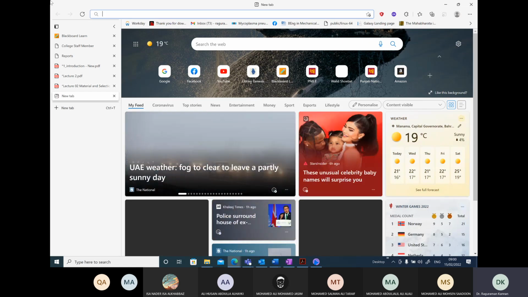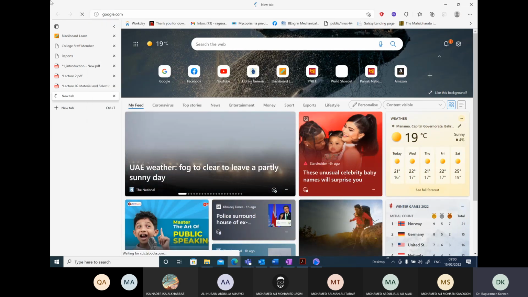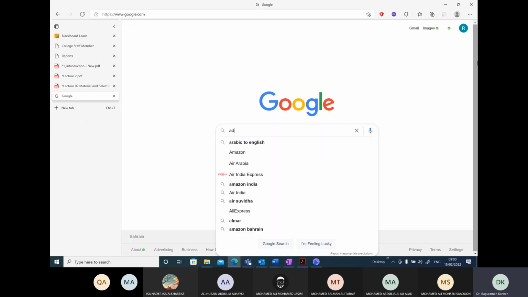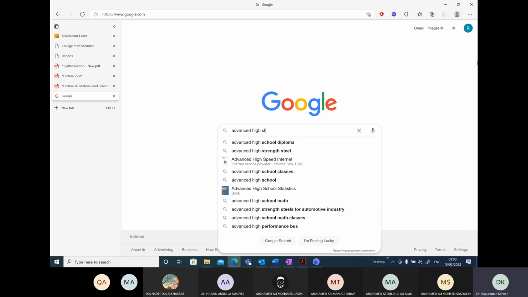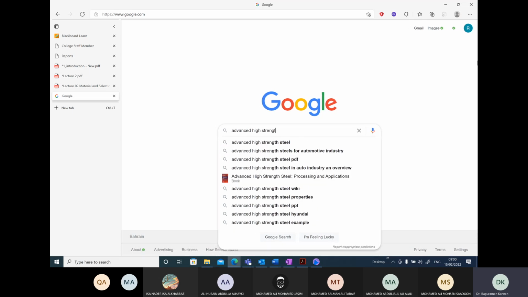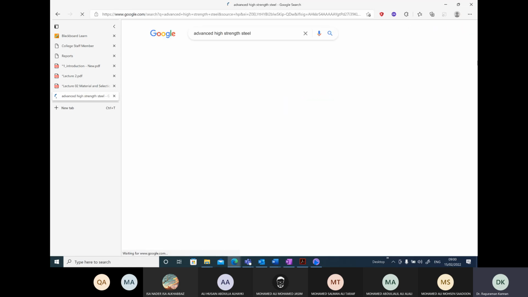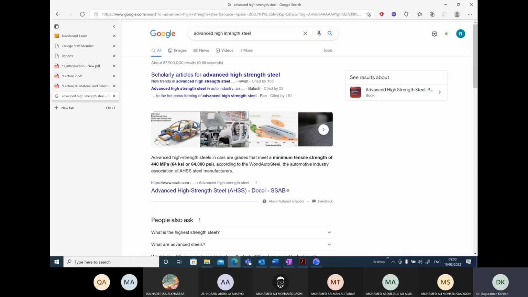If you do a simple Google search, you can specifically see that in the automotive industry, advanced high strength steel is widely used. Let's click on it.